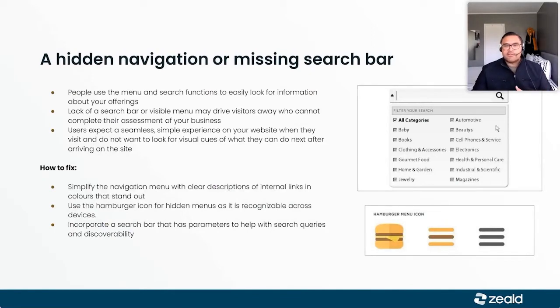So a hidden navigation or missing search bar is another important feature on websites that easily drive people away, where it's difficult to find information quickly during their search. So when your site's navigation menu is hidden or not visible above the fold. And what I mean by above the fold is when you enter a site on your desktop or maybe on your mobile phone or tablet, what above the fold is what you see when you first enter the site.